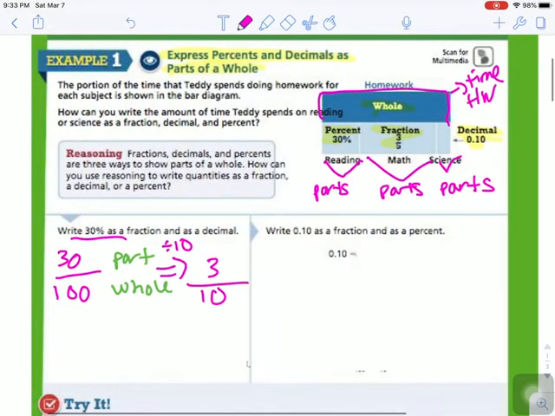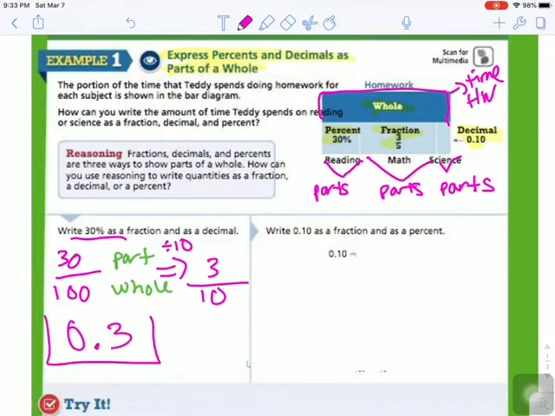And then let's go ahead and write this as a decimal. So, and this is the first topic that we are going to let you guys use calculators on. So we're going to go ahead and put this into our calculator. 3 divided by 10. And then when we do that in our calculator, we get 0.3. So we have our fraction and we have our decimal.